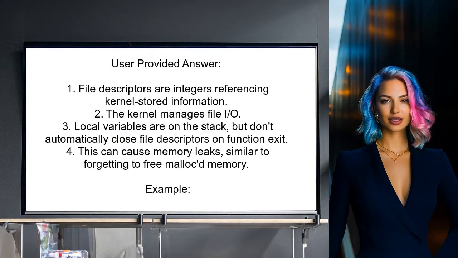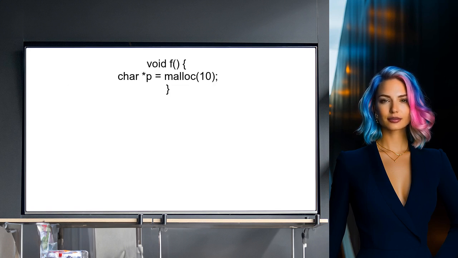This user explains that file descriptors are essentially integers that reference information stored in the operating system kernel. When a file is opened, the kernel manages the file I/O, and the integer acts like a pointer to that information. They note that local variables, including file descriptors, are stored on the stack, but when the function returns, the memory for local variables is released without automatically closing the file descriptor. This can lead to memory leaks, similar to forgetting to free memory allocated with malloc.